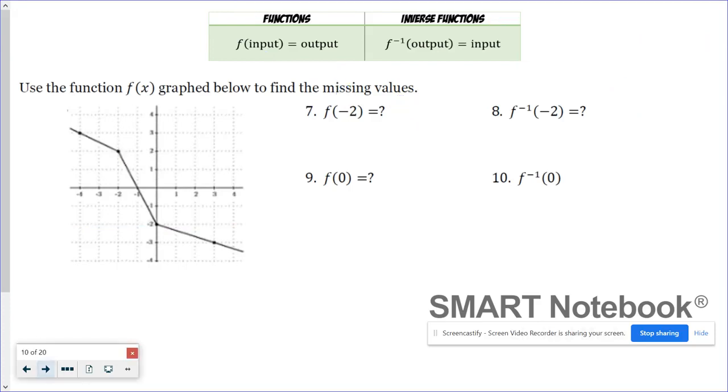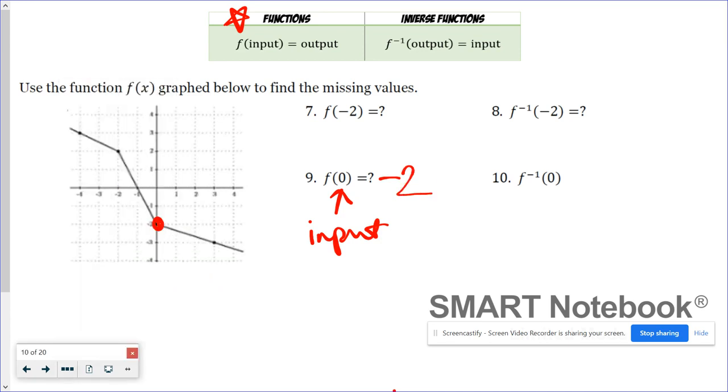Okay, so number 9, this is a regular function, right? F of 0. 0 is an input value. We want to find the corresponding output value. So find an input value of 0 on the graph, right here. Corresponding output would be -2.